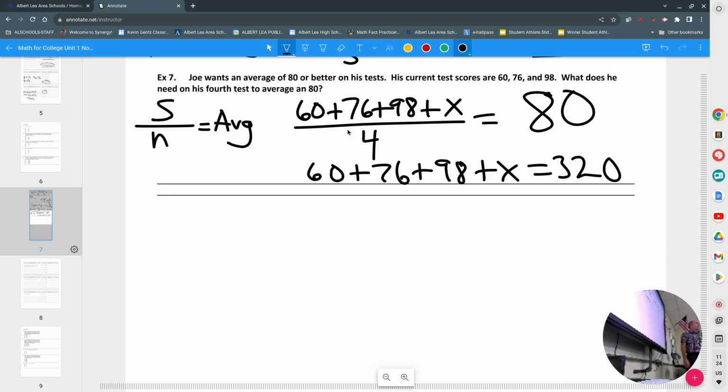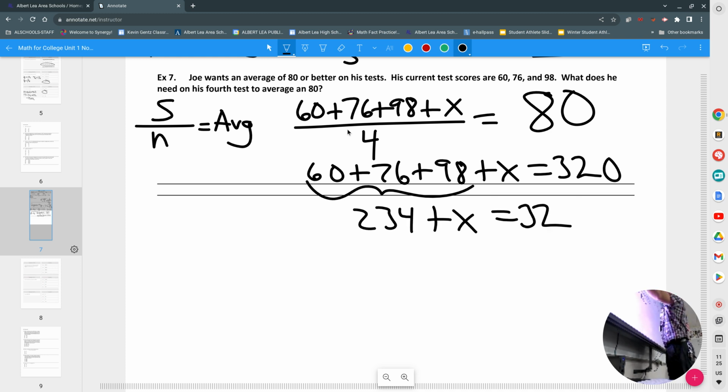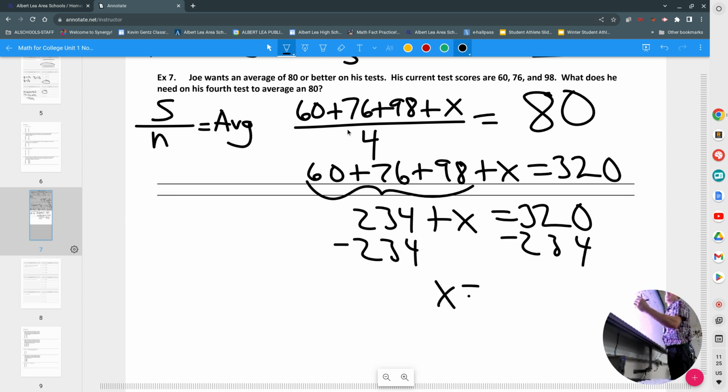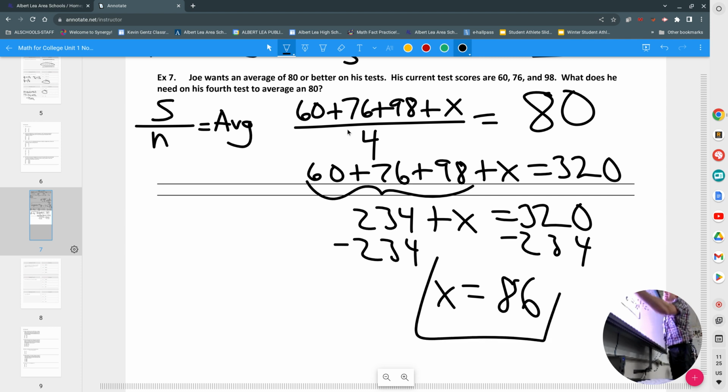That's what we have. Now you've got two options. You can either add all three of these together and subtract it over, or you could subtract them over one by one. I'm just going to add them together. 60 and 76 make 136, plus 98 is 234. So 234 plus x is 320. I subtract that 234 off from each side, and I get x is equal to 86. He needs an 86 on the test in order to get the dog.